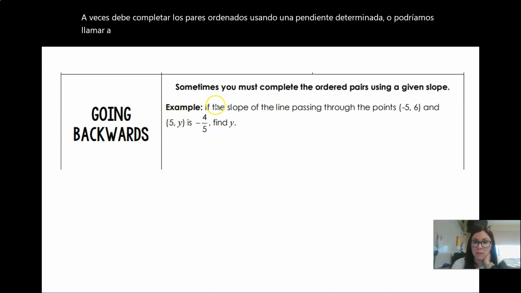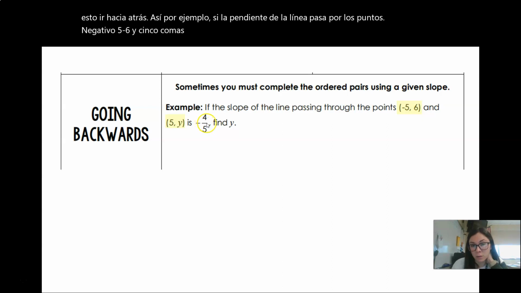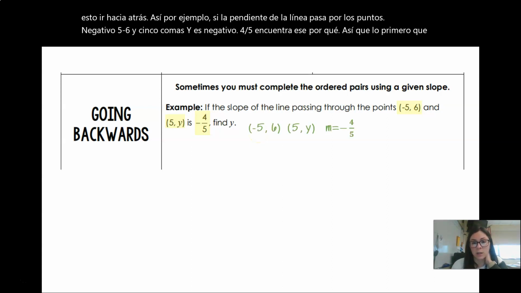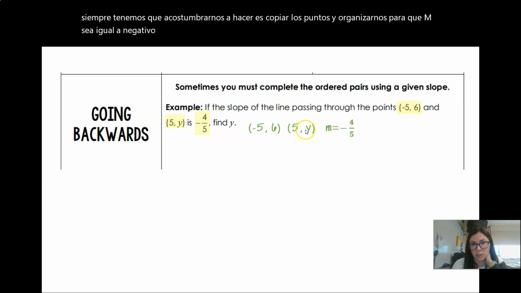So for example, if the slope of the line passing through the points (-5, 6) and (5, y) is -4/5, find that y. So the first thing we always need to get in the habit of doing is copy down the points and organize yourself. So we know m is equal to -4/5, and we have our two ordered pairs here.